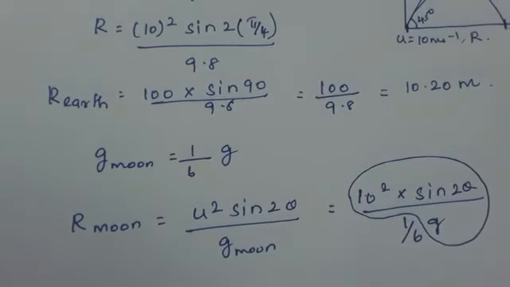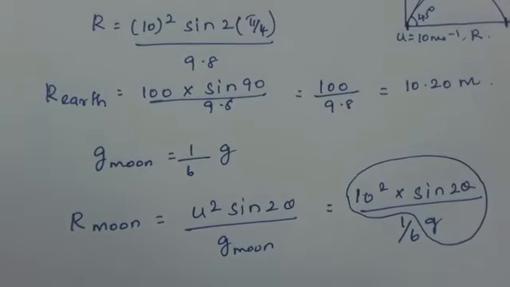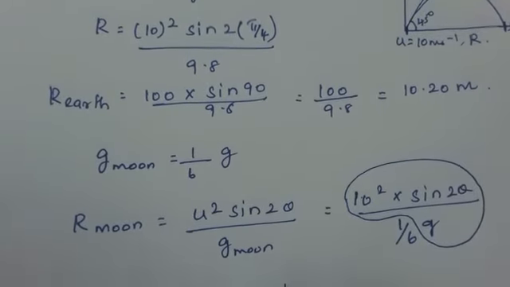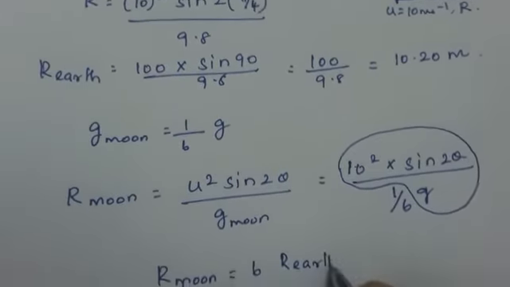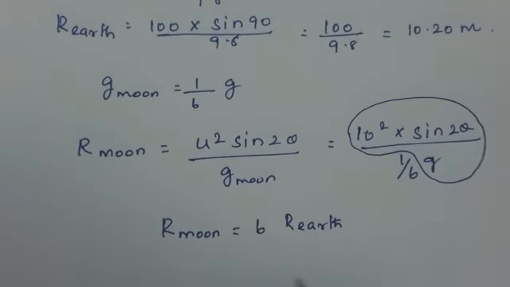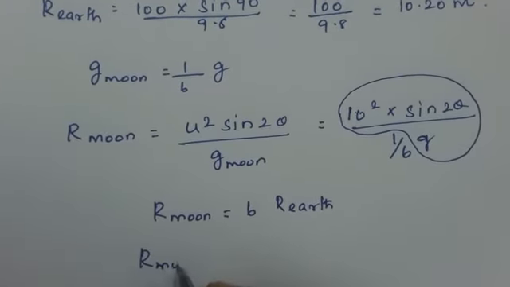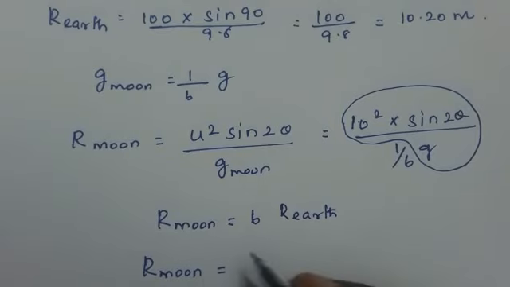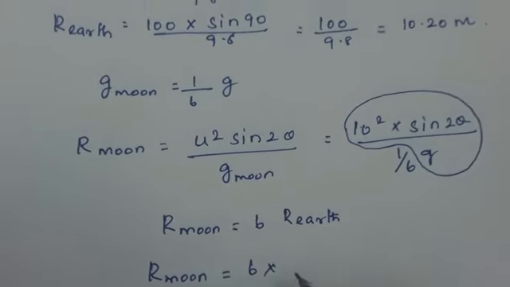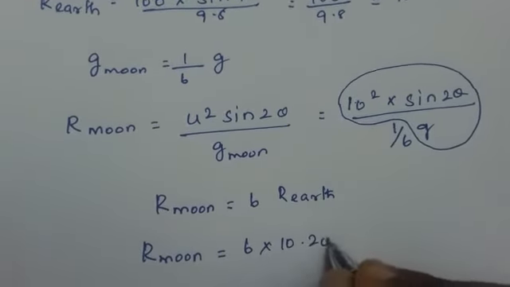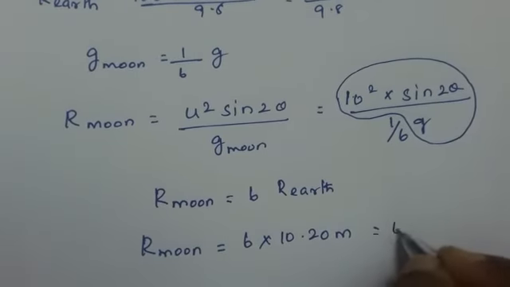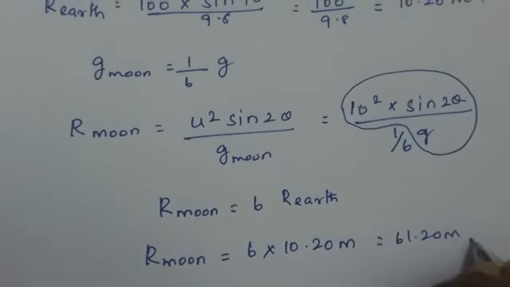So what you can write is 6 times R in earth. So R in moon is equal to 6 into R in earth, which is 10.20 meter. That is 61.20 meter.